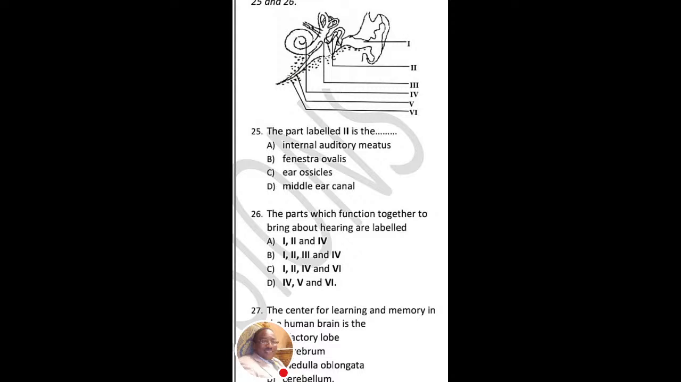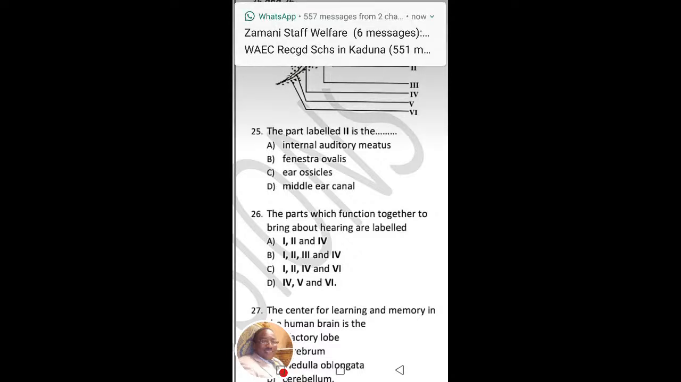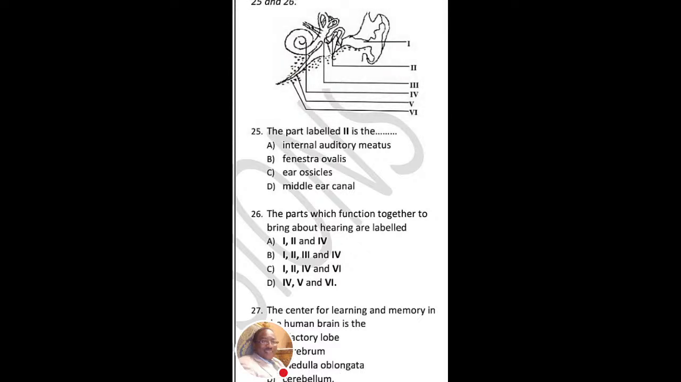C and D are off because they have VI, which is the eustachian tube. And the eustachian tube has nothing to do with the particular structure we are talking about in hearing. Sorry for the pop-up message. It has to do with information.